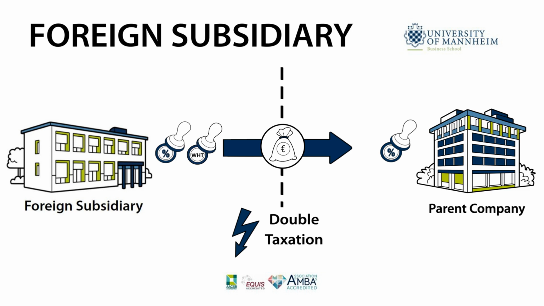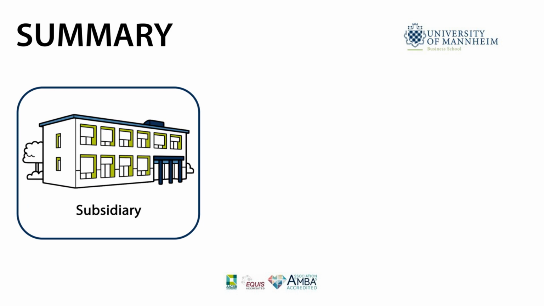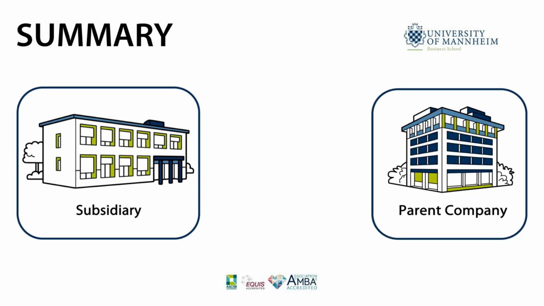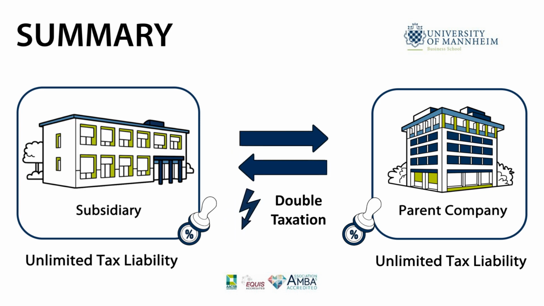separate videos. To summarize, a subsidiary is an independent legal body from the parent entity. Thus, the subsidiary, like its parent, is subject to an unlimited tax liability in its country of residence. Double taxation may occur if there are intercompany capital flows.